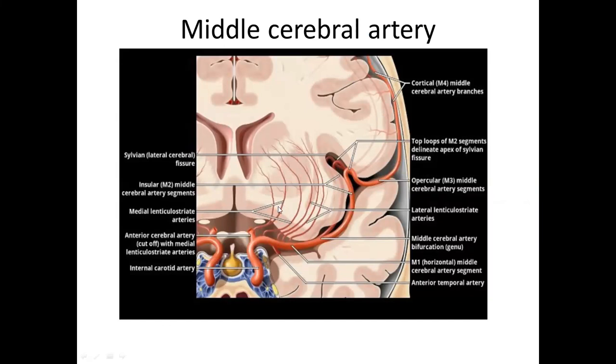One of these arteries is larger than the others and is called the artery of cerebral hemorrhage, which is most frequently ruptured. Also, it gives the anterior temporal artery here and is divided into 4 segments. This is the M1 segment, here the M2 segment, the M3 opercular segment, and the M4 cortical segments.